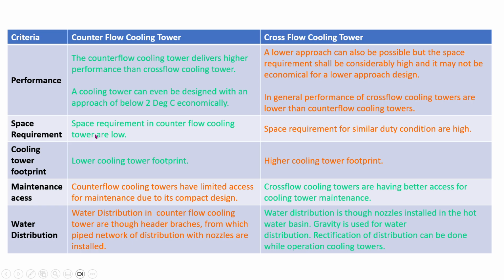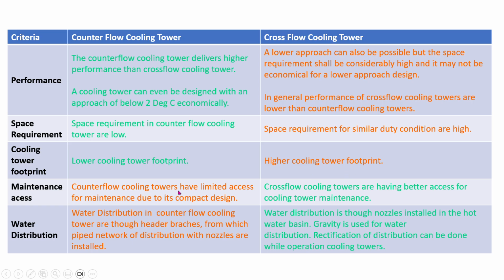Then space requirement. It is lower in the counter flow, and in the cross flow the space requirement for a similar duty is high. Then footprint: naturally, since the space requirement is less, the footprint is also lower. Here a higher footprint is required.